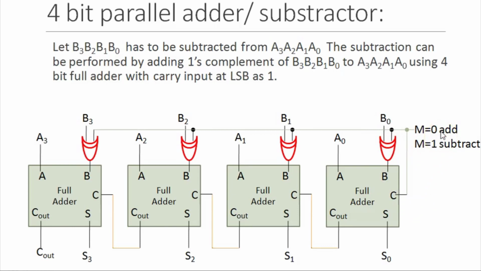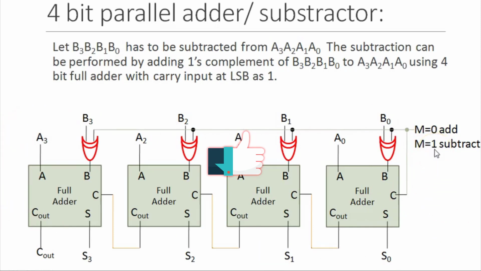So when M is equal to 0, the XOR output will be equal to input B and carry will be 0 at the first stage. So the circuit will act as a 4-bit parallel adder.